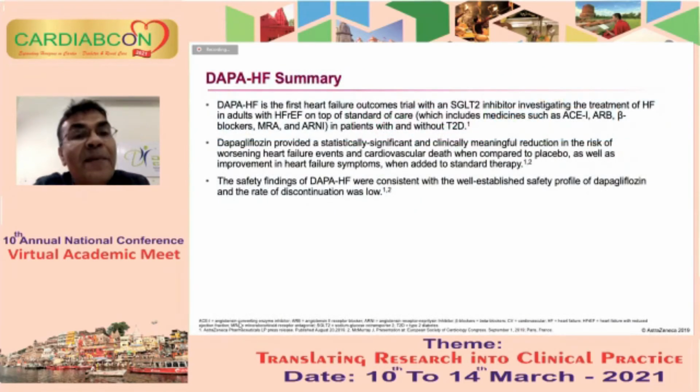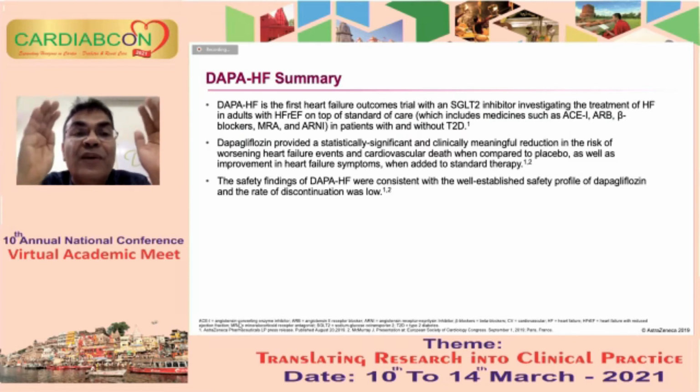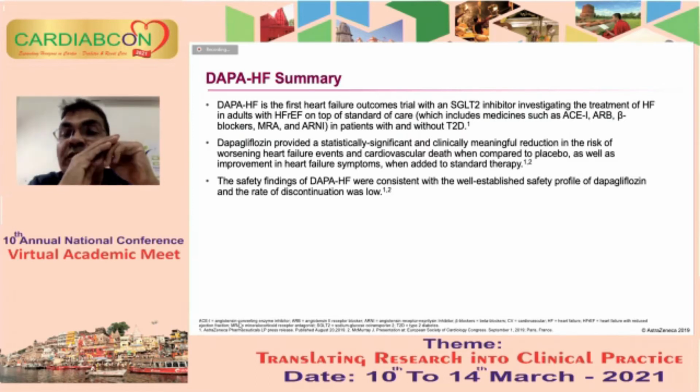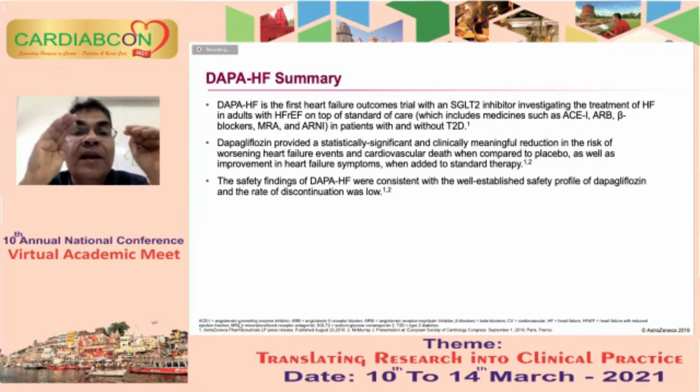So the DAPA heart failure summary is, it is the first heart failure outcome trial, so dedicated patients with heart failure. It was not with established CVD, only with established heart failure, with an SGLT2 inhibitor investigating the treatment of heart failure in adults with reduced ejection fraction on top of standard of care. And that is very important. The top of standard care includes ACE, ARB, beta blocker, MRA, and ARNI in patients with or without diabetes.